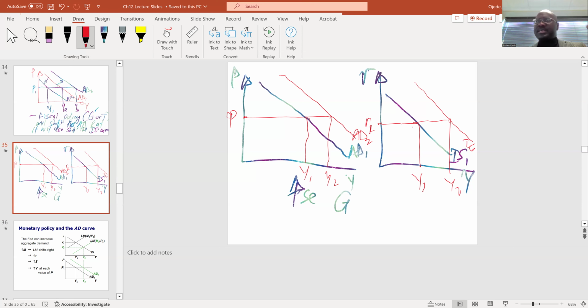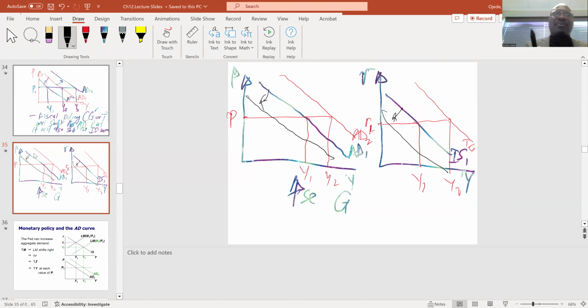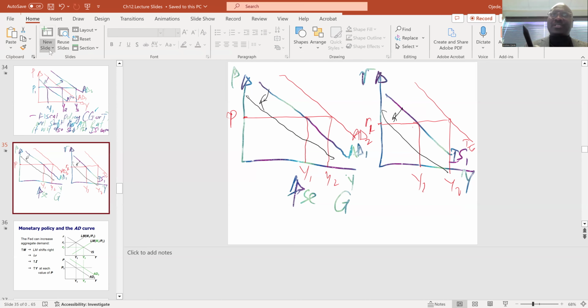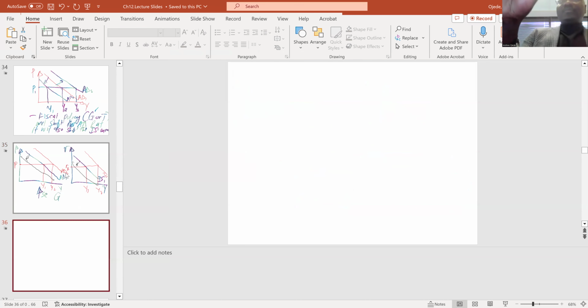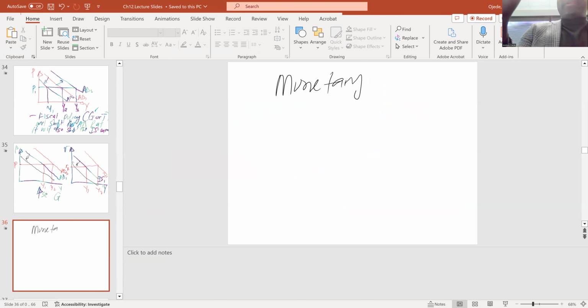So that's fiscal policy, and the converse is true. If the government had decreased spending, then the IS curve and the aggregate demand curve would both shift to the left, like that. That's going to be similar to monetary policy, monetary policy by the Federal Reserve.